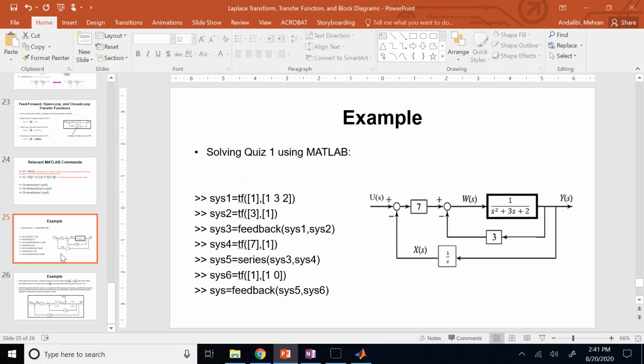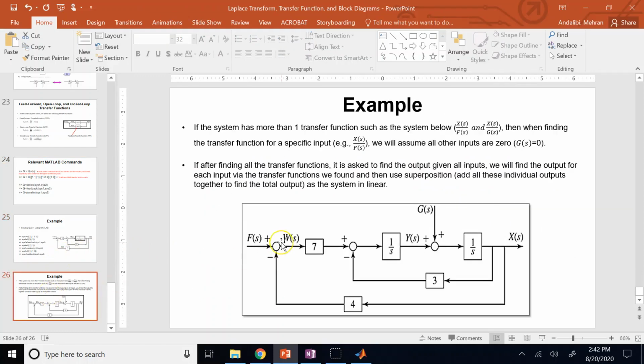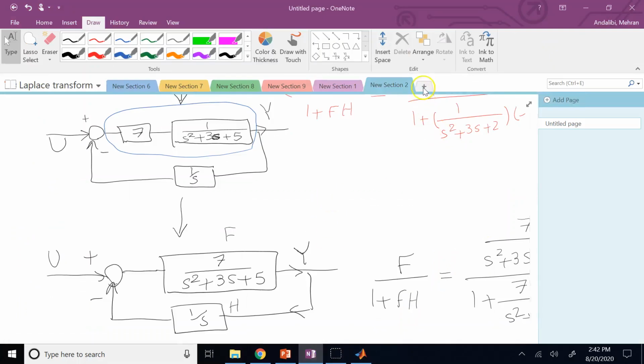Now, finally, let's go through this example, which is another interesting example. So here your system has two inputs and one output, and the problem asks you to find the transfer function for x over f and then x over g, because f and g are inputs, x is output. Okay, and you have to turn them into the simplest form possible, right? So you have to do a reduction. So let's do that.